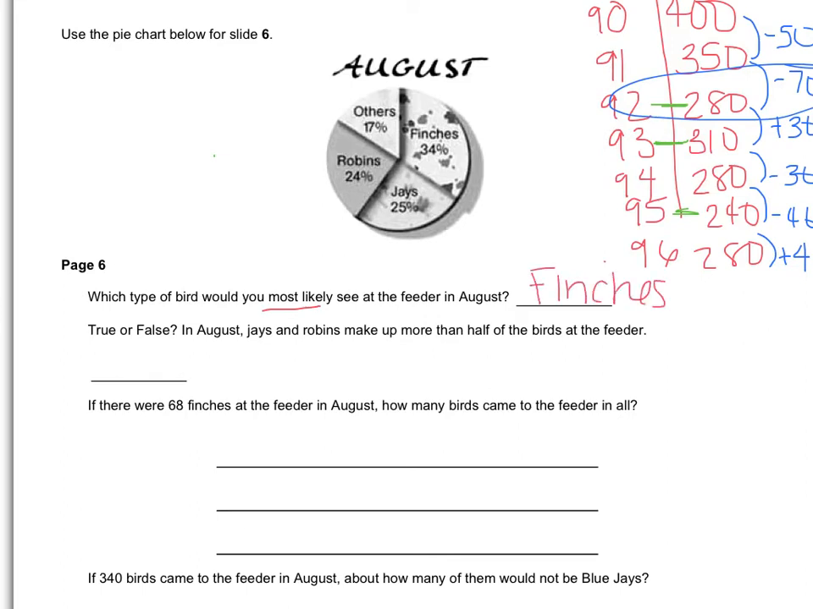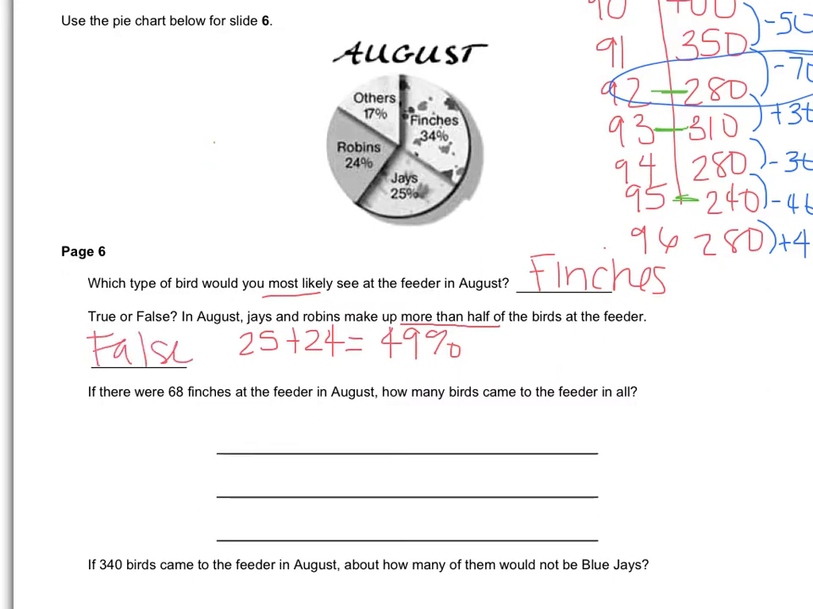So in August, the jays and the robins make up more than half of the birds at the bird feeder. So it wants to know, is this true or false? Well, 25% of them were jays and 24% were robins. If I add those together, I get 49%. So the question is, is that more than half? And the answer to that is no, it is false, because that is not more than half, that's less than half.